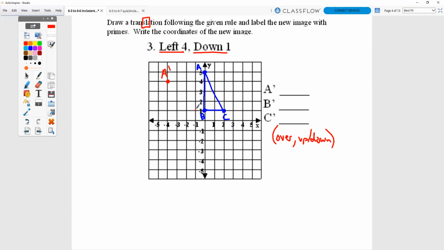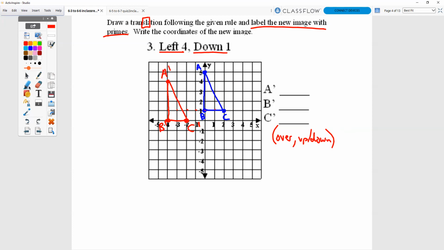Starting at B, 1, 2, 3, 4 to the left, 1 down. This is our new B prime. Starting at C, 1, 2, 3, 4 to the left, 1 down. This is our new C prime. I think it's helpful to label them right away. You do have to label them, and then connect your dots so that we have our triangle A prime, B prime, C prime. You do have to label the new image with primes. Then we want to write down the coordinates.